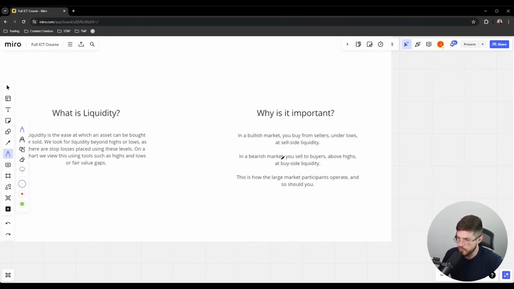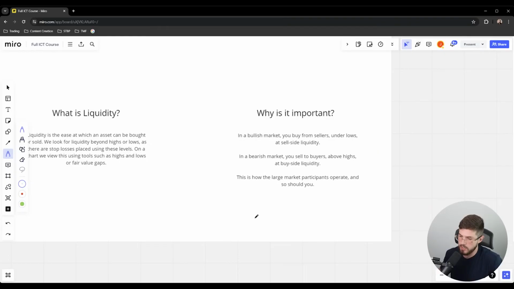Now, in a bearish market, we want to sell to buyers, right? Where are there going to be buyers? Well, there's going to be breakout buyers. If the market moves above a range, the people are going to try to buy the breakout. But more importantly, there's going to be people who are shorting, but then they get stopped out, and that is the equivalent to a buy. So if you're bearish, you want to sell above highs, and if you're bullish, you want to buy below lows.